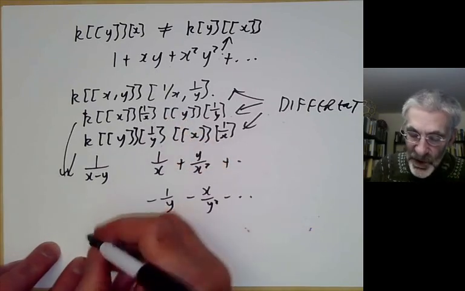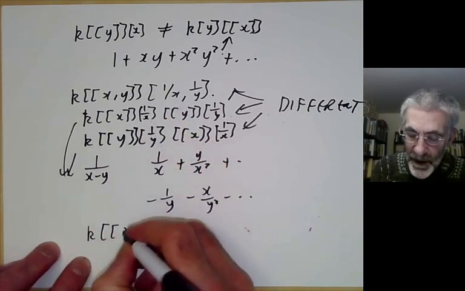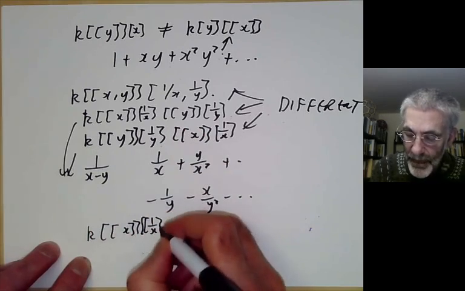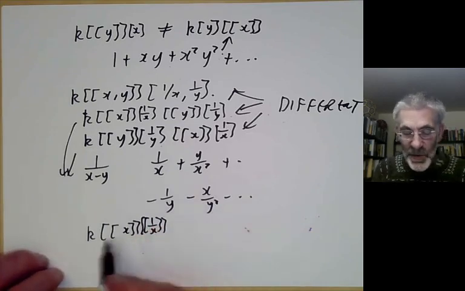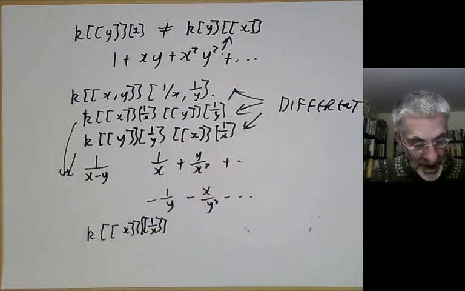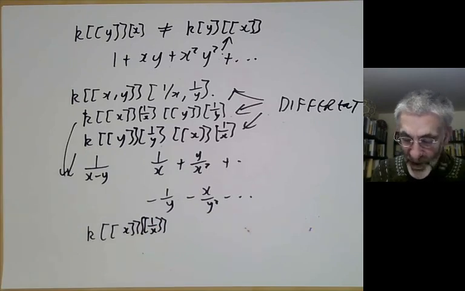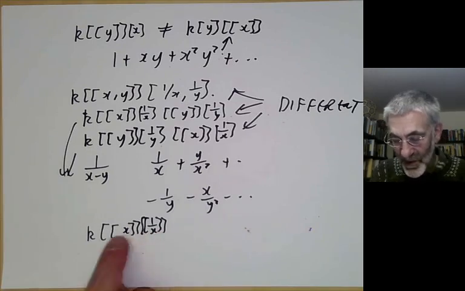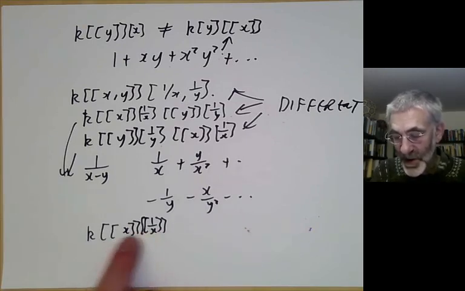Incidentally, you can't form a ring by taking formal power series in both directions. This ring either doesn't exist or collapses down to 0 or something. If you try and form this, you just run into contradictions.